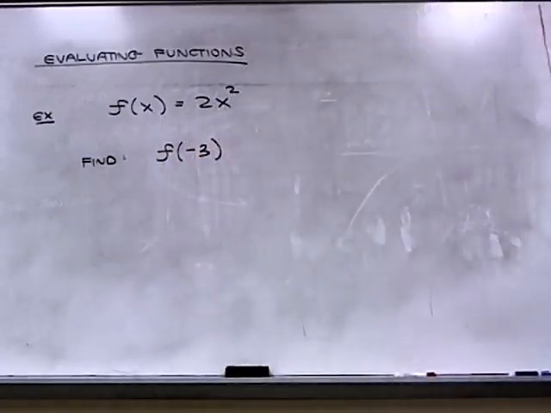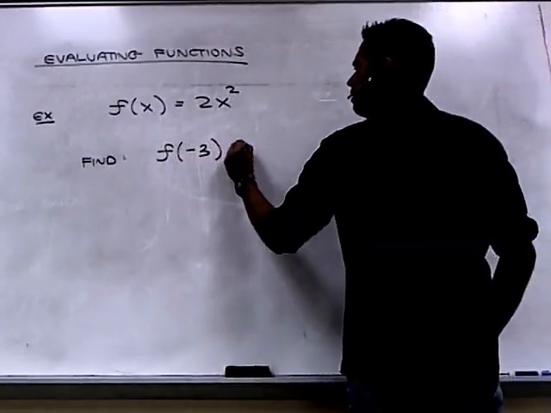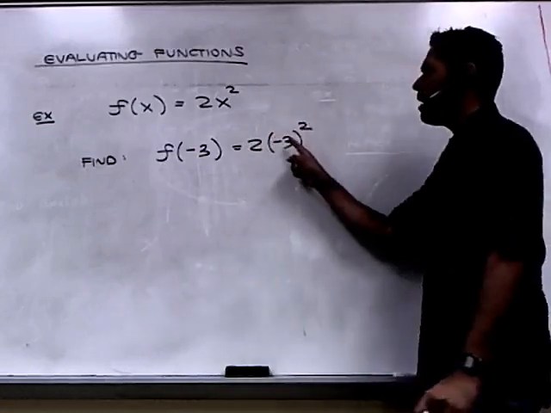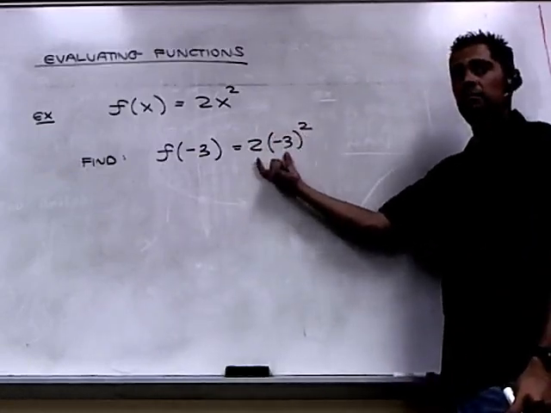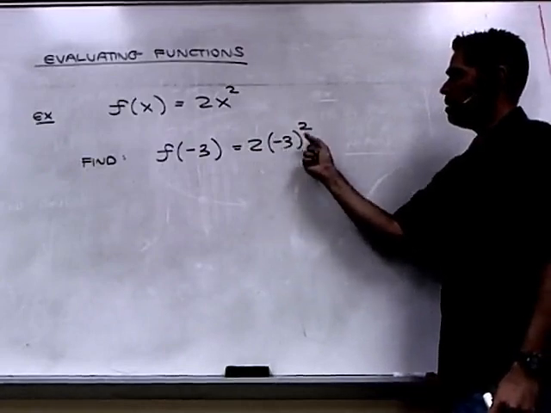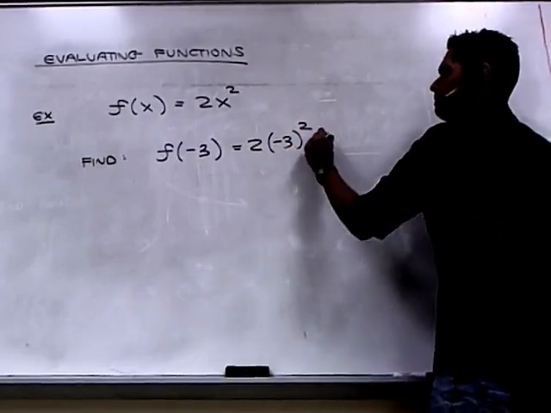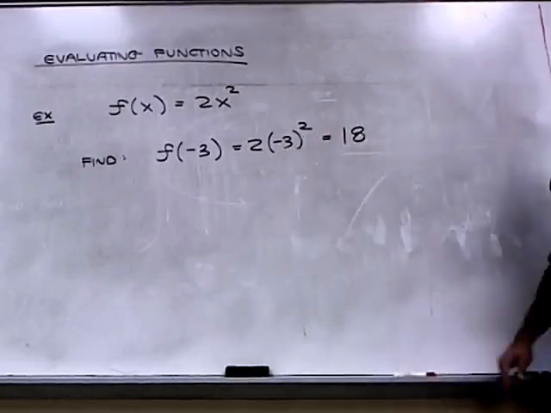So what would happen if you plug negative 3 into this function? You would square negative 3, and you square it before you multiply, right? Order of operations. So square that. That's 9. 9 times 2 is 18. Everyone comfortable with that?